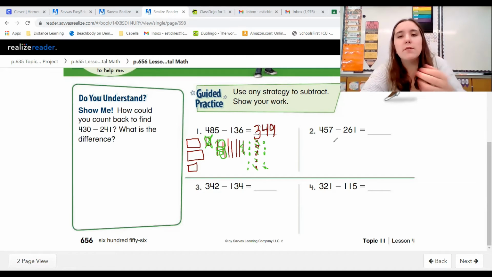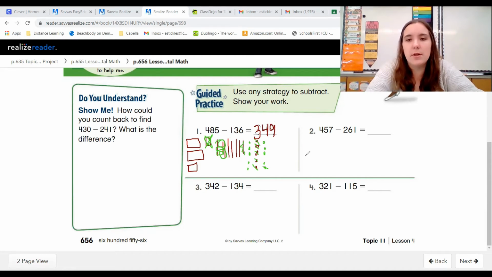Let's do number 2. For this one, I'm going to do a number line, and I'm going to do counting back. Oh, that's a crazy arrow. There we go. So remember, for counting back, I'm going to start with the bigger number at the right end, so 457. And I'm going to count back by this much, 261.